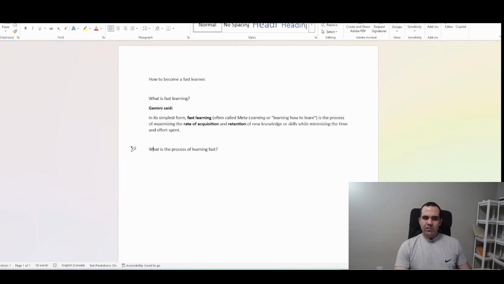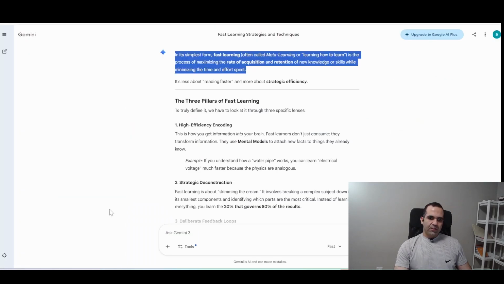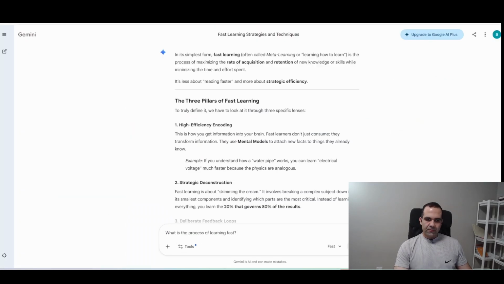Okay. So what is the process of learning? This is the other question that we also had on that definition. Let's ask again. What is the process of learning fast?